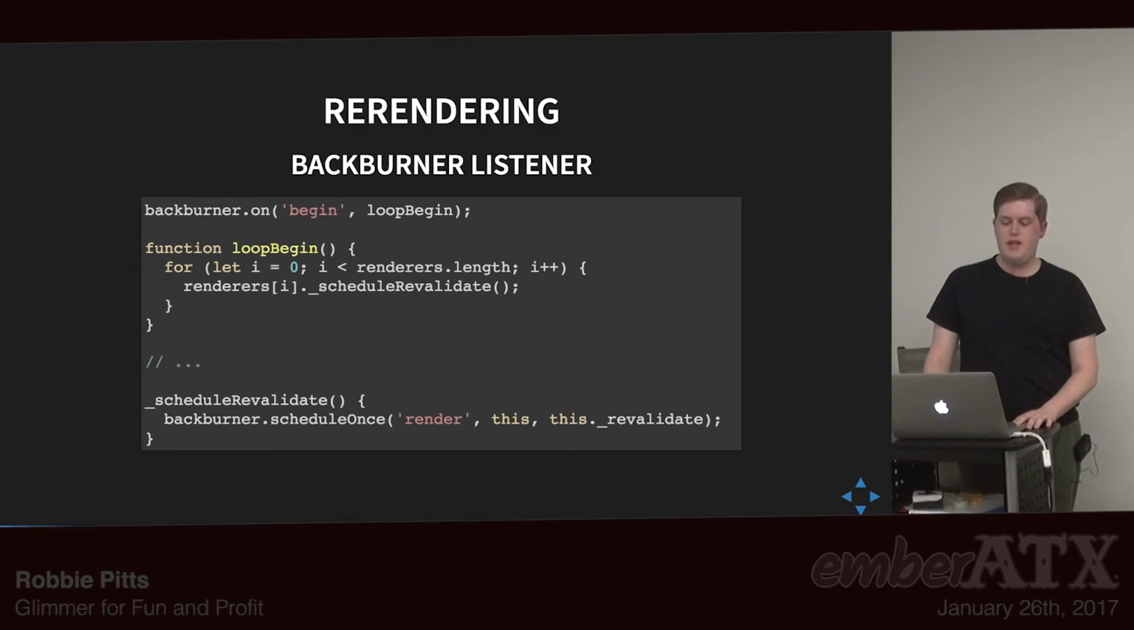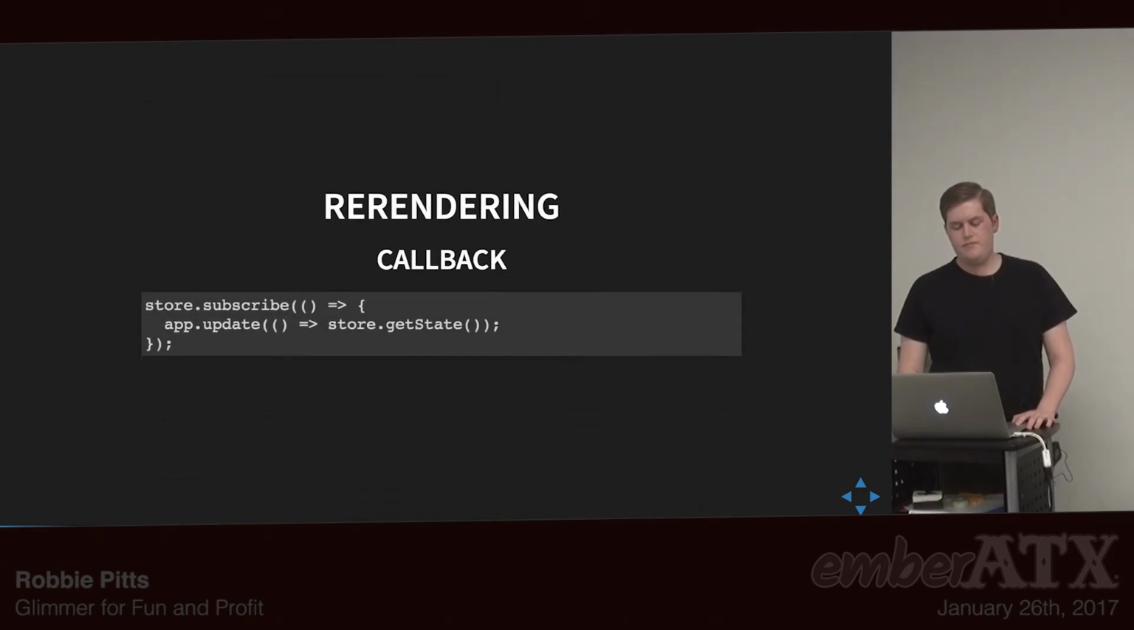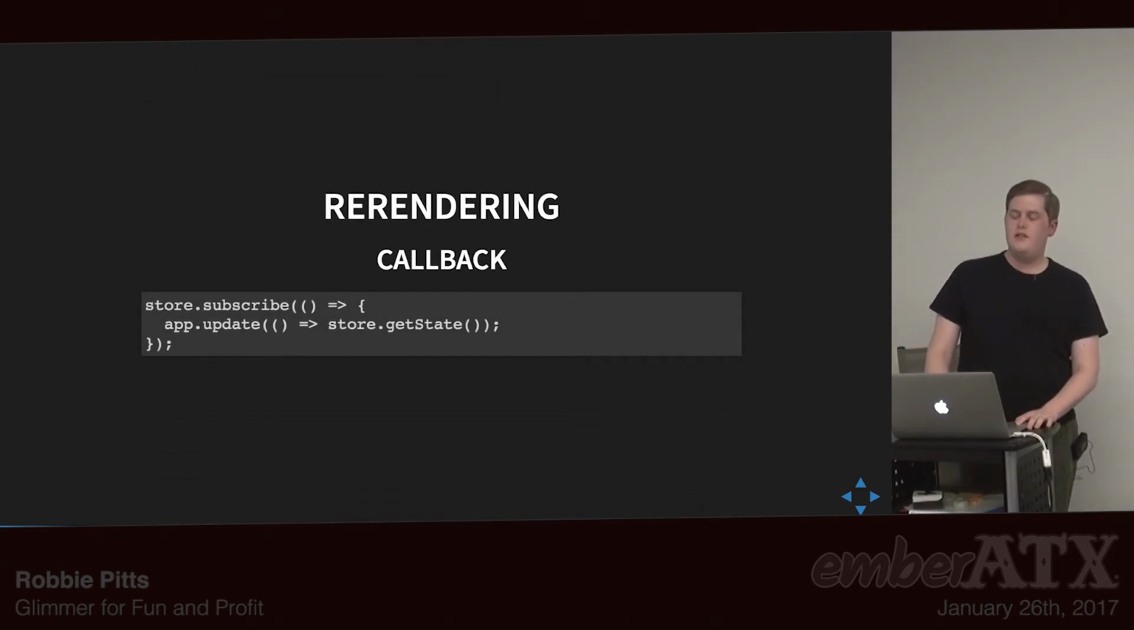This code is copied and pasted directly from Ember. We have the backburner listener. It listens to when we begin a run loop, any run loop, and it calls this function loop begin, and it basically schedules a re-render. So that happens every time you trigger a new run loop. What I've done is use the subscribe method on Redux, and I re-render my app whenever we get new state.